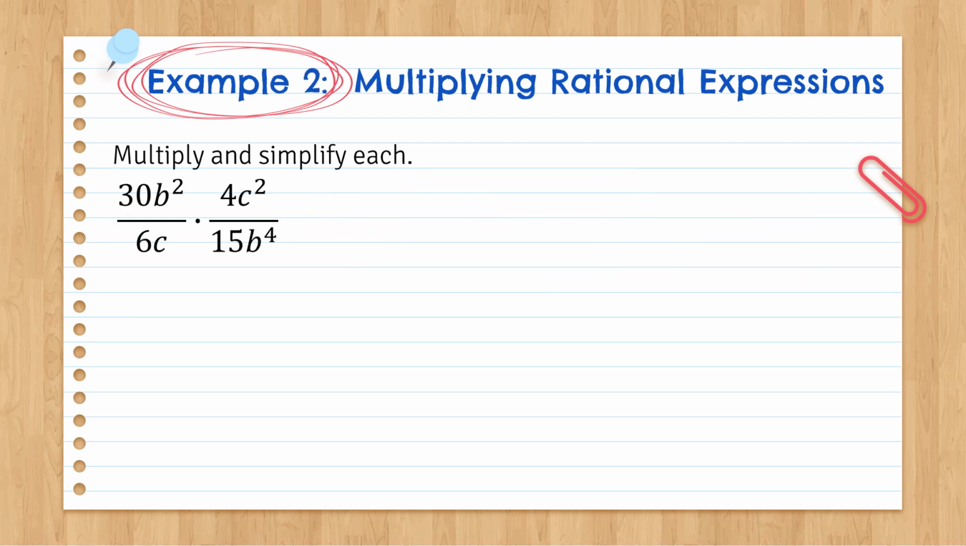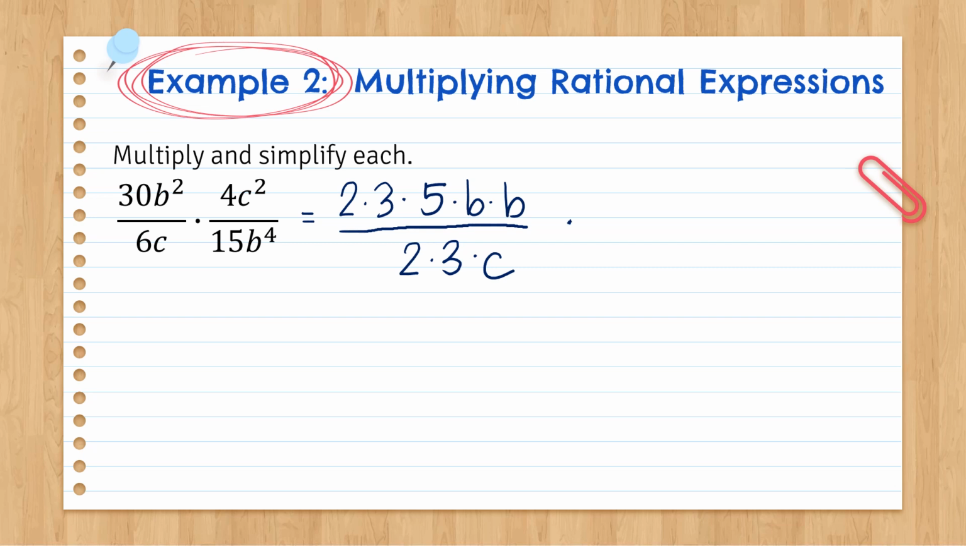For our second example, we have 30b squared over 6c times 4c squared over 15b to the 4th. Again, we may write the prime factorization. So 30 can be written as 2 times 3, which is 6, times 5, and that will give us 30. While b squared is b times b. For 6c, we have 2 times 3, 6, times c, we have 6c.